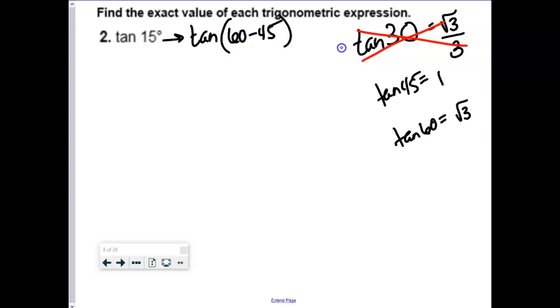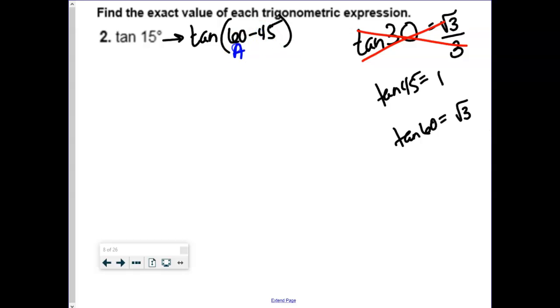Now, if someone was like, no, I'm a rebel, I'm going to do 30 minus, or 45 minus 30. Cool. You're going to have a ton of rationalization work, and it's going to make your hair fall out. It's awful. Don't do it. So just recognize that what we're about to do is actually the easy version.